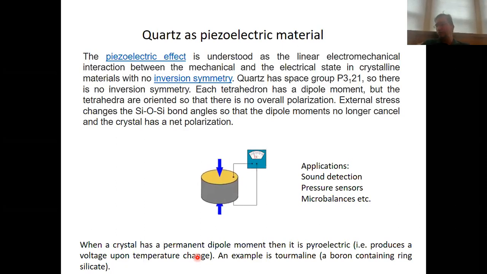So in a way, I can therefore use such a pyroelectric crystal in order to measure temperature via voltage. An example for that is tourmaline, which is a boron-containing ring silicate. So tourmaline is an example of a material which shows pyroelectricity.